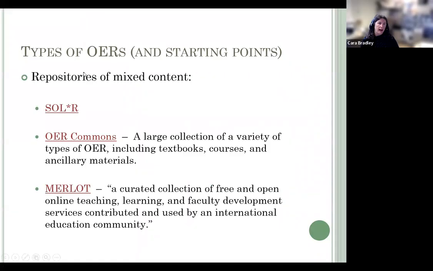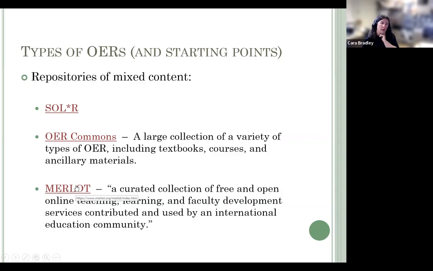And just one more I'll highlight in terms of these sort of bigger databases of OERs of various forms and flavors is Merlot. And Merlot is based in California, hence Merlot, the wine. And it's a curated collection of online teaching, learning, and faculty development services. And it's big. Merlot is very big. There's, I think if we go in there, it'll show us what their number of discrete items is. And it's a little different too, in that it is very curated.